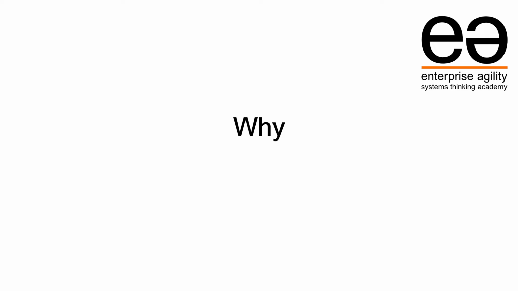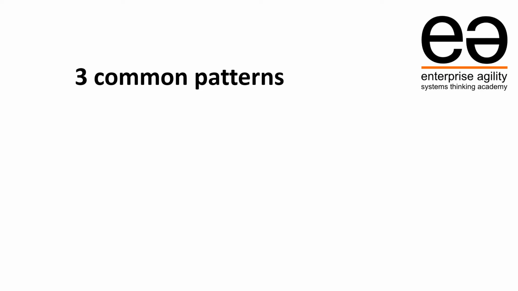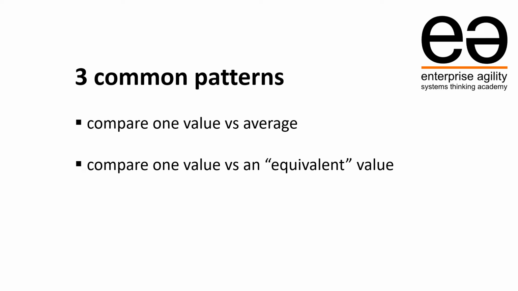To begin with, let's take a look at the way that data like this is normally used in decision-making environments. There are 3 common usage patterns. Number 1, roll the data up into an average and then compare one of the values, normally the most recent, against that average. Number 2, compare one value against another equivalent value, commonly the 2 most recent values in a set of data. And number 3, compare a value against a target or a specification.